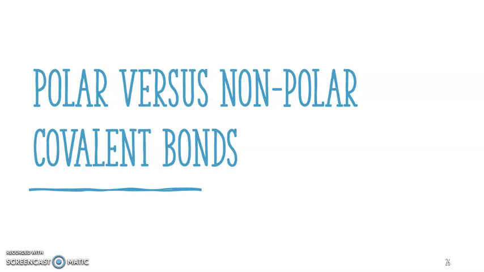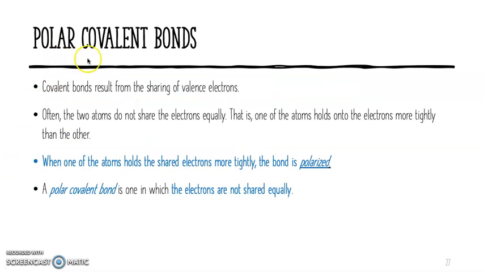In the previous video, I talked about polar ionic bonds and covalent bonds. But in covalent bonds, there are 2 types, the polar and non-polar covalent bonds. Now, recall that covalent bonds are bonds that form by the sharing of electrons between atoms. So polar covalent bonds result from the sharing of valence electrons, right?